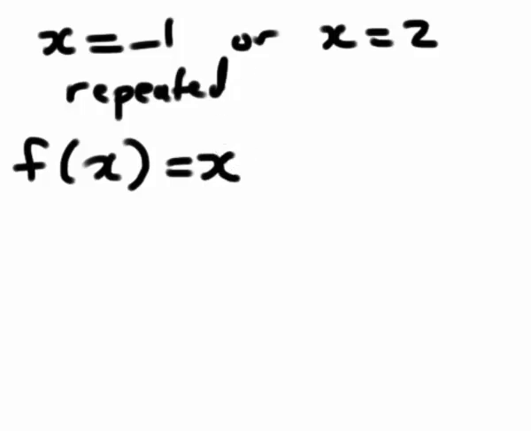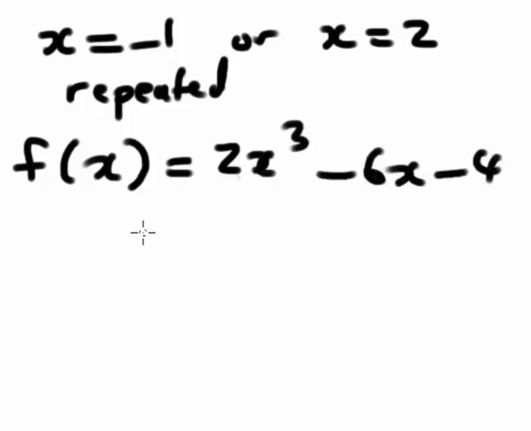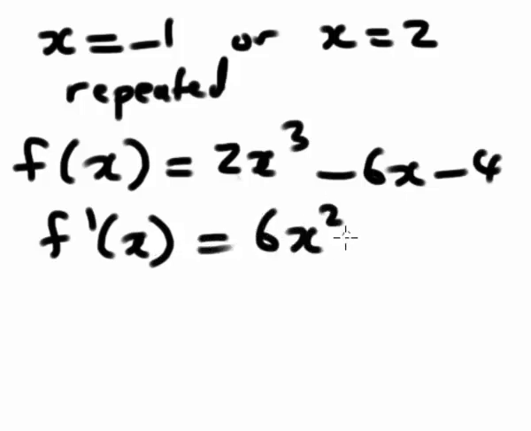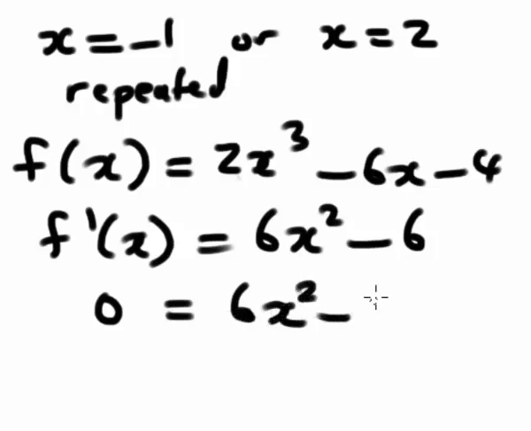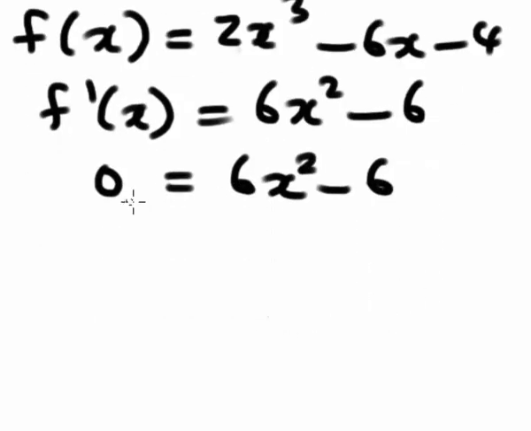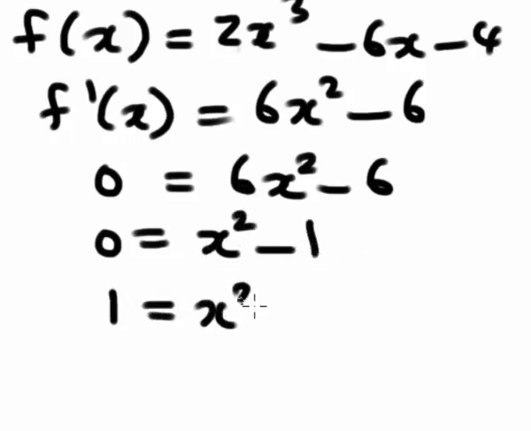Let's go to the original. I think it's important that we work with the original. In terms of the graph, what was the original? It's 2x cubed minus 6x minus 4. Always work with the original. The derivative is 6x squared minus 6. Put that equal to 0, and you've got 6x squared minus 6. Now, if you then divide throughout by 6, you get x squared is 1, x is equal to plus or minus 1.